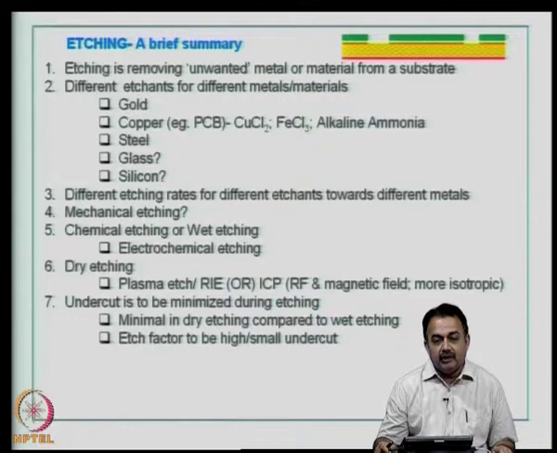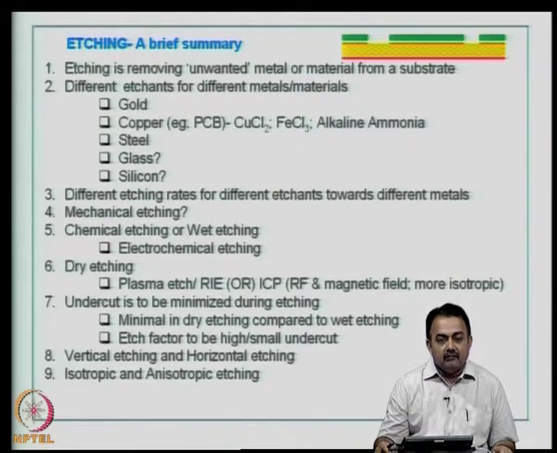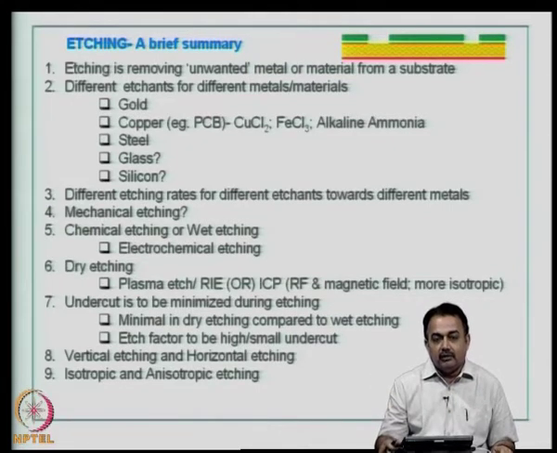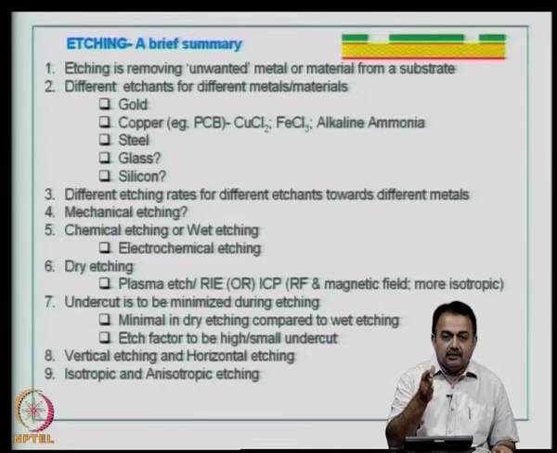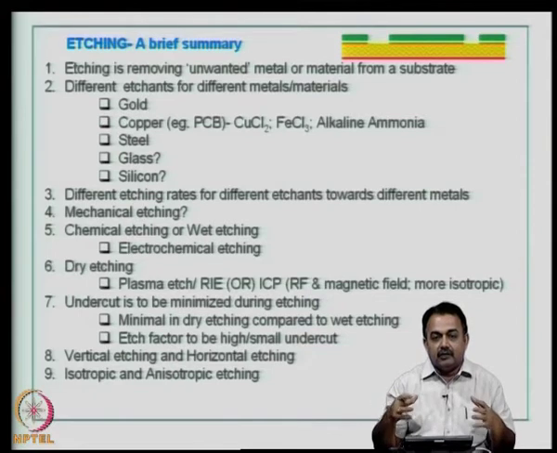minimal in dry etching compared to wet etching, but there are ways to get better quality control in wet etching. Etch factor should be high, which means small undercut. Vertical etching and horizontal etching are the two processes. In horizontal etching, the board is kept horizontal and it is moving through conveyorized equipment, whereas in vertical etching the board is kept vertical and it is rotated. So, it is typically a batch process, and you will have sprays from both sides attacking the copper.